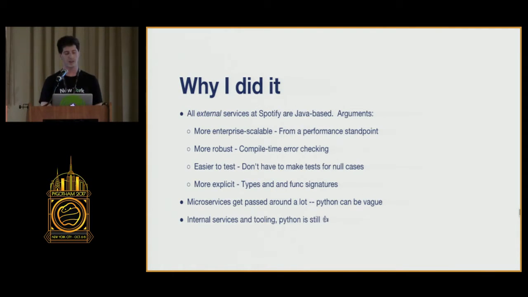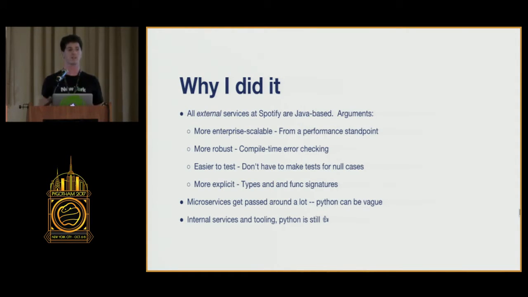However, they also argue that Java is more robust because it has compile time error checking and type checking. It's easier to test because you don't have to make test cases for passing a function a string when it expects an integer. And it's more explicit because the function definitions and classes and everything just have the types that they expect right in front of your eyes when you go to look at the source code for them.